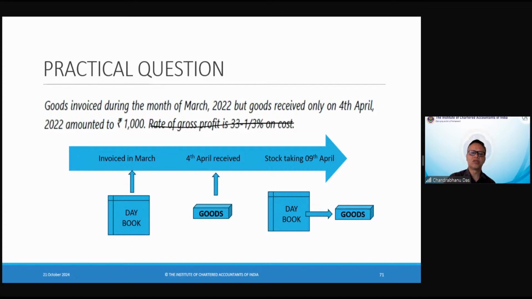So from the day book, you have to take out this goods value because this has been received on 4th April. So you cannot take it in 31st March because on 31st March you had an invoice, but you received the goods on 4th April. In that case, what you have to do? For the March, you have to deduct that 1,000.